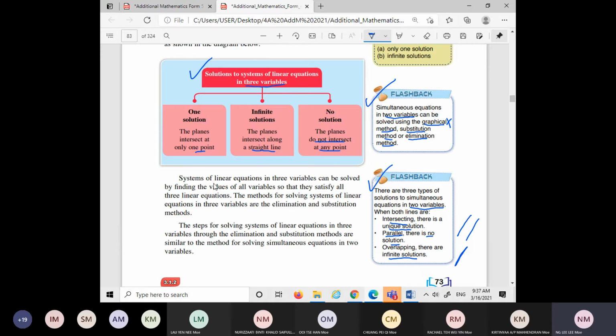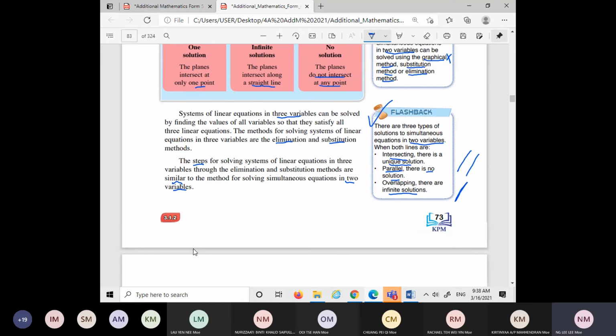Same thing: a system of linear equations in three variables can be solved by finding the values of the variables so that they satisfy all three linear equations. The methods for solving our system are the same, elimination and substitution. The two methods are the same as for two variables. So you see the steps are similar to those for two variables. Now we see some examples.